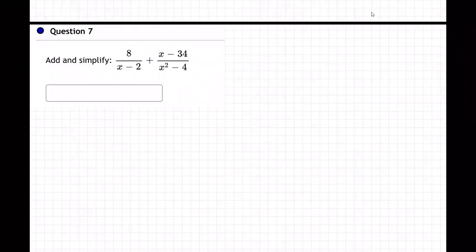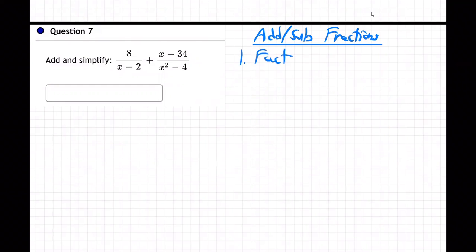Okay, so we're trying to add fractions here. And so how do we add or subtract fractions? Well, step number one is to factor the denominators. Step number one is factor denominators.